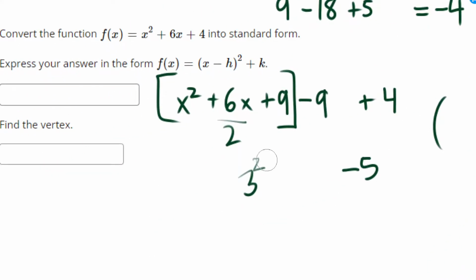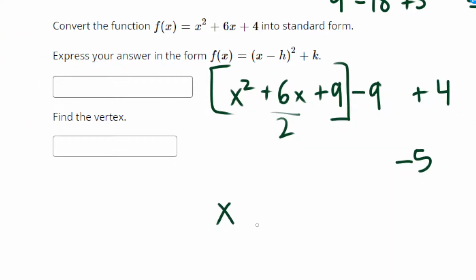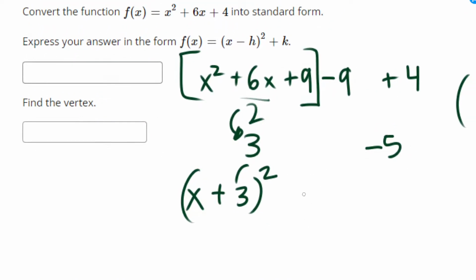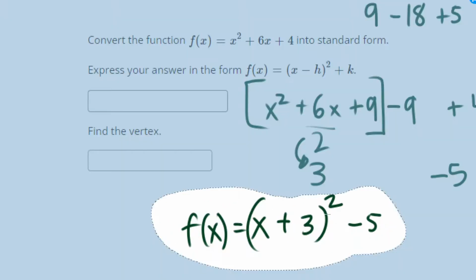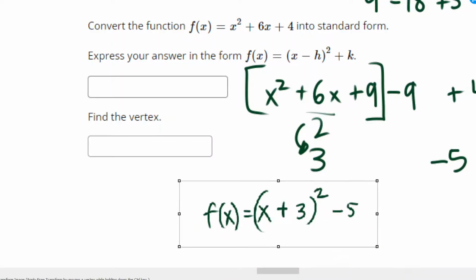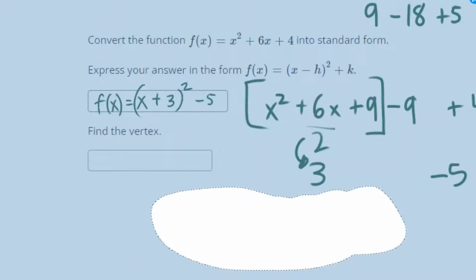And now what we can do is say, what is 6x divided by 2? That's going to be positive 3. And so we're going to take our positive 3 and plop it down right into here, plus 3, and we're going to square it. This is just us factoring. And now minus 5, and you have f of x is equal to this. Now, this is going to be our answer for the first one. Express your answer in this form.